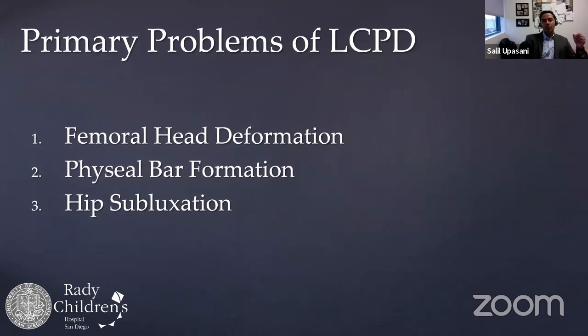So what are the primary problems with Perthes disease? I think these three simplify the disease. There's deformation of the femoral head. There's a physeal bar that forms across the proximal femoral physis, resulting in secondary changes. And there's hip subluxation, usually thought to be due to inflammation within the hip joint.